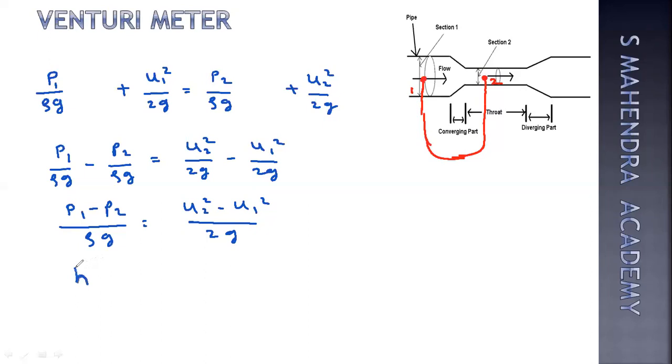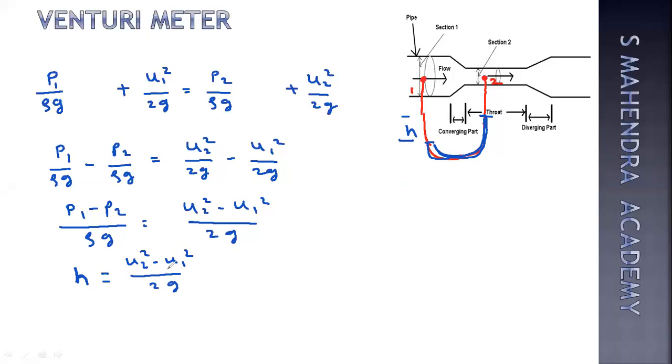the head of the difference between the manometric legs, and it is indicated by the quantity H. So instead of (P1 minus P2) upon rho g, we can write here H, and the equation will become (U2 square minus U1 square) upon 2g.